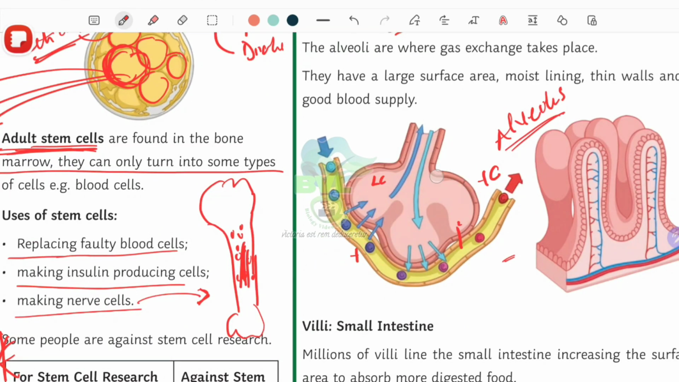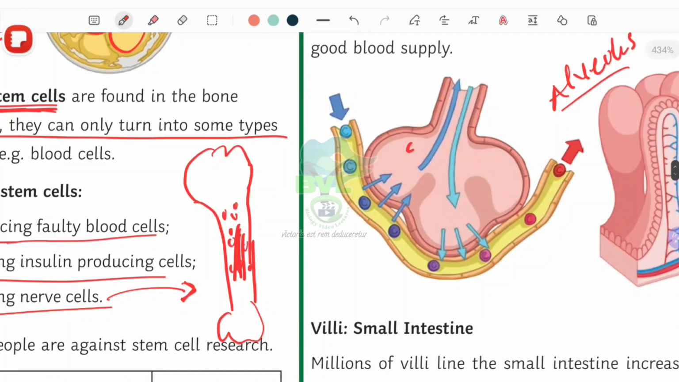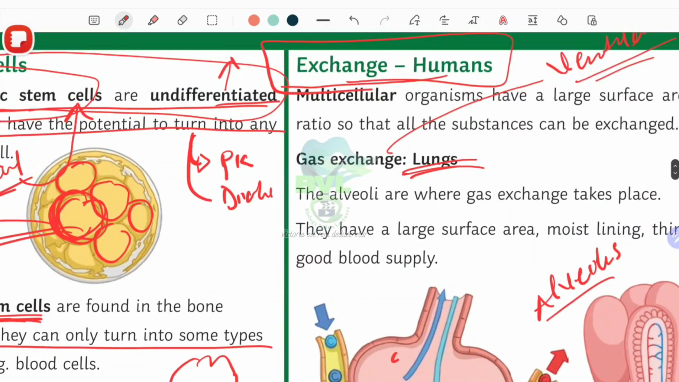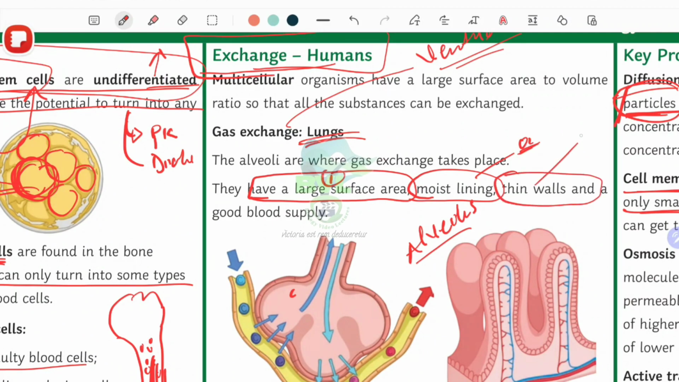So before I leave this part, you should know something very important, that there's something that makes the alveolus do what it does. And what is that? It is the wall. It has a large surface area, number one. Number two, it has a moist lining, which makes the oxygen or carbon dioxide quickly dissolve and diffuse easily. The wall is thin, which means it reduces diffusion distance.